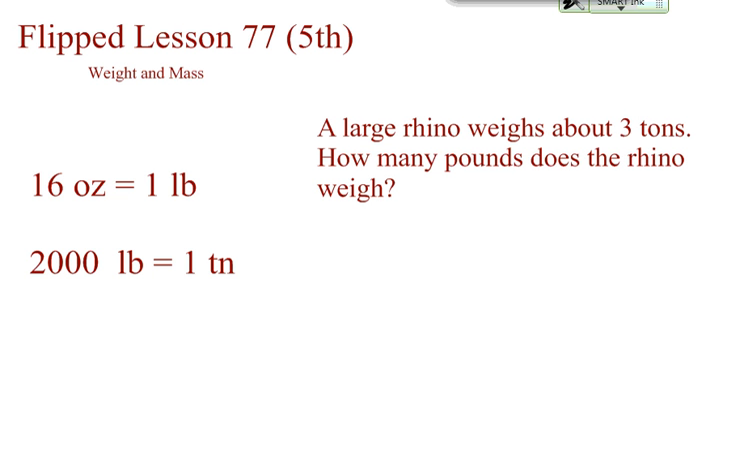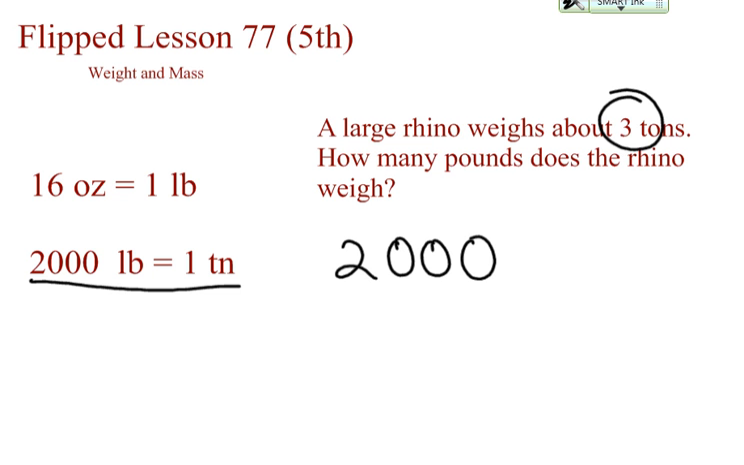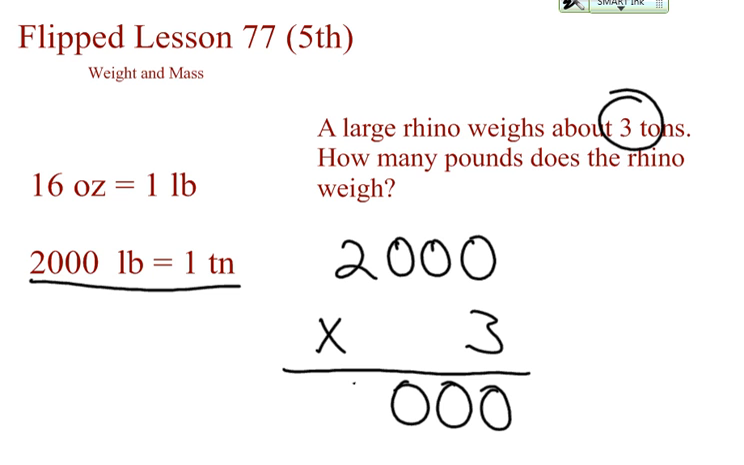It says a large rhino weighs about 3 tons. How many pounds does the rhino weigh? We're going to use this principle right here. We see that 1 ton equals 2,000 pounds. And since we have 3 tons, we need to take 2,000 pounds, because that's 1 ton, and multiply it by the 3 tons that we have. We get a simple answer of 6,000 pounds. So we use that conversion to help us figure this out.